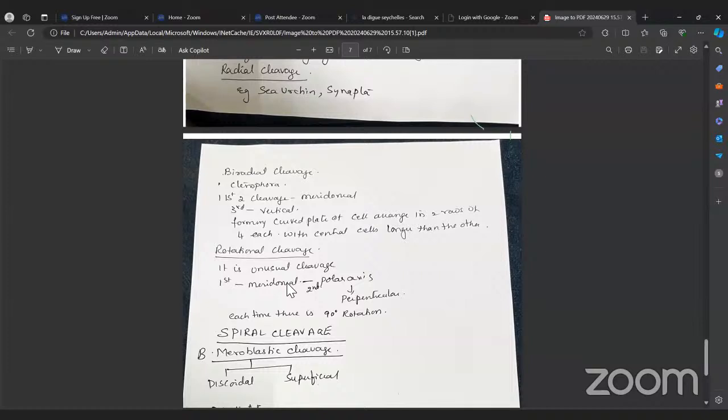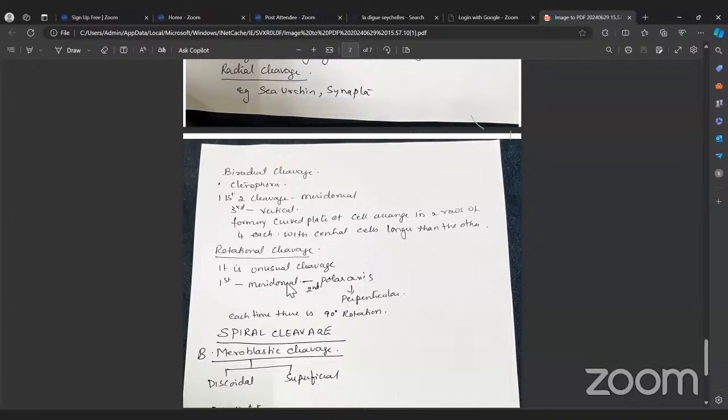Why? Because the plane of the second cleavage will be changing. So in the second cleavage, what happens? In one blastomere, the plane of the cleavage passes through the polar axis. But in the second blastomere, that plane will be perpendicular to the polar axis. So in rotational cleavage, the first one is meridional. Then in the second cleavage, the cell will be rotating.